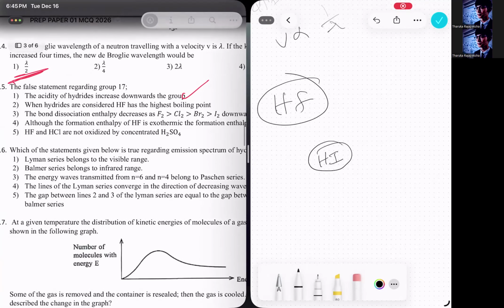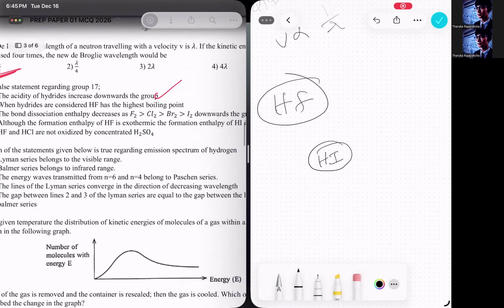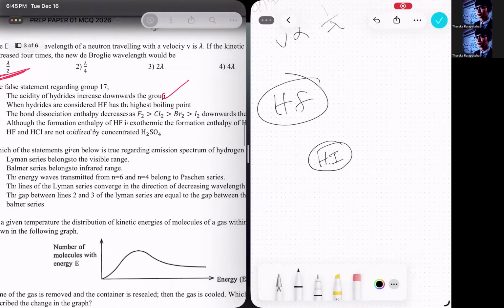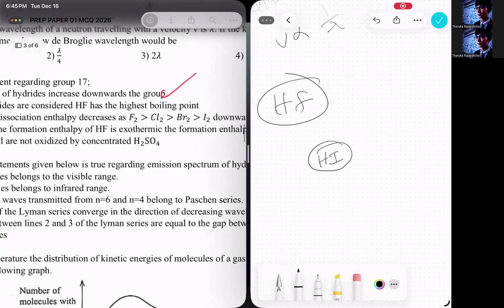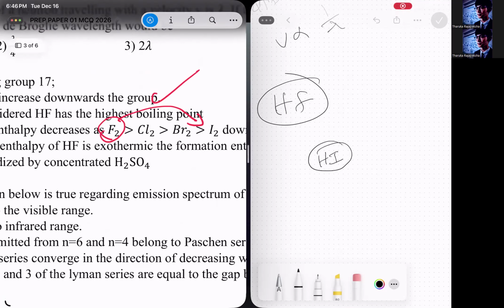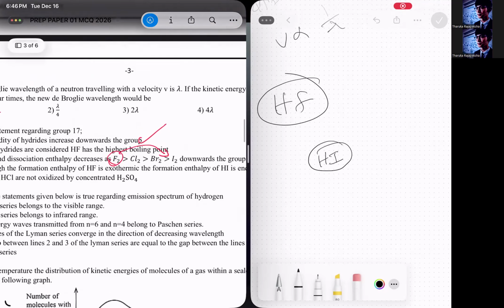Then look at the third one. The bond dissociation enthalpy decreases as F2, Cl2, Br2 and I2 go downwards the group. Bond dissociation enthalpy, no, people. F2 falls somewhere in between I2 and Br2. Only the bond dissociation enthalpy of F2 is going to fall. This one I'm going to teach you under group 17 in inorganic.